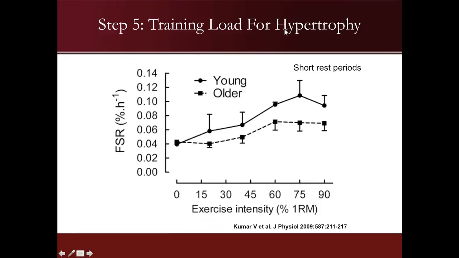As far as hypertrophy, this is looking at protein synthesis in young and elderly, and notice that protein synthesis peaks at around 60 to 75% of your 1 RM. So basically, you're going to use short rest periods, moderate intensity, like 60 to 75%, and 8 to 12 reps.